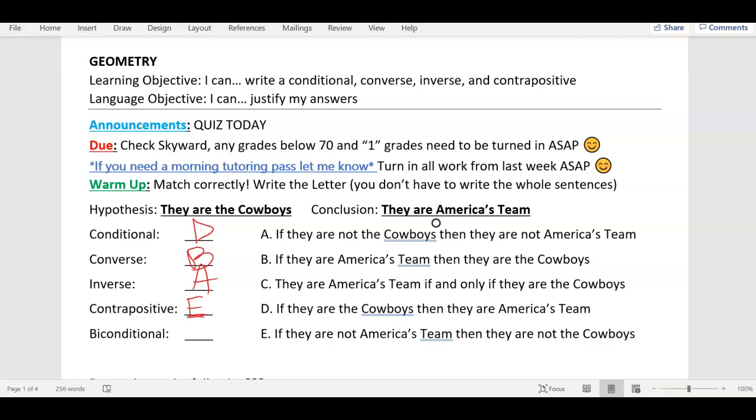Now, not just because it's left over, but what's that special phrase that helps us know it's biconditional? If and only if. You'll see that right here. If and only if is for biconditional. So go ahead and put letter C right there.